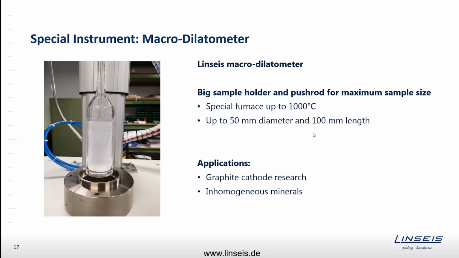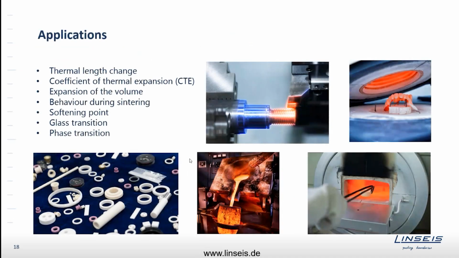Of course, if you want to investigate such big samples, you should be aware that you can only operate with very, very slow heating and cooling rates. Otherwise, the temperature of the sample would be very inhomogeneous. But just to mention that, this is possible for the standard series of dilatometers. So we have this macro dilatometer, and our standard configuration can be brought into the macro shape as well. Okay, but now that's it for the special configurations.